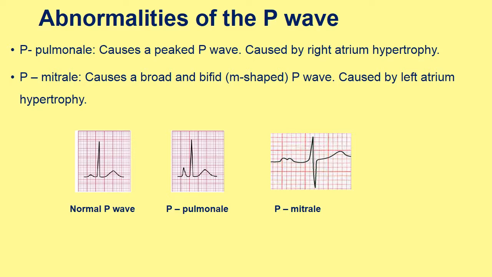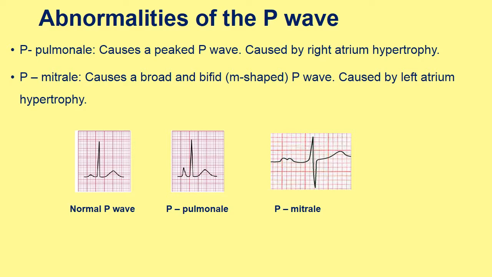So P pulmonale starts with P, peaked starts with P as well. That's how I remember peaked P wave. If you look at a normal P wave there, you can see the P wave is very tiny. This one is about 1 small square tall. But if you look at this P wave, it's about 5 small squares tall. That's very tall. So we say in this case there's P pulmonale, and this would be a sign of right atrium hypertrophy.